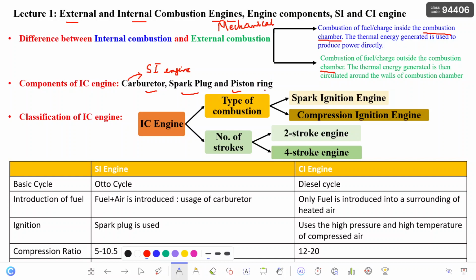Now what is the function of a piston ring? That will be covered further on. There is one question that will be covered, so that will be understood. Then next is the classification of IC engine. The next thing that we covered was the IC engine.